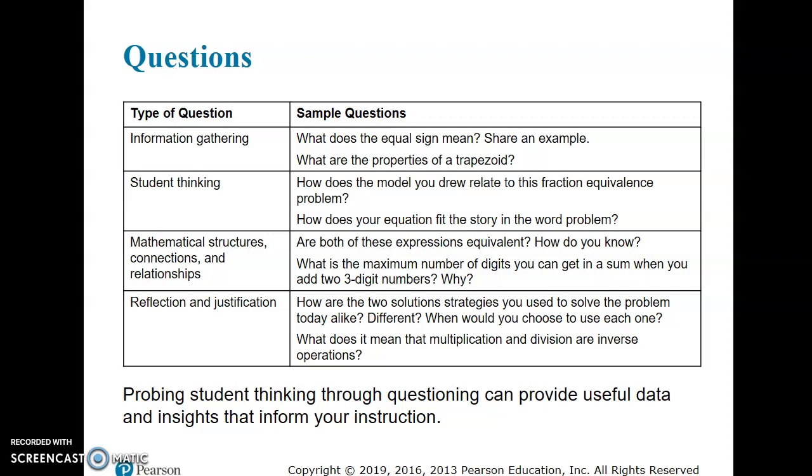Information gathering. What does this sign mean? Student thinking, you can probe it with how does the model you drew relate to this fraction? Mathematics structure, connections, and relationships. Are both of these expressions equivalent? How do you know? Reflection and justification. How are these two solution strategies you used to solve the problem today alike, different? When would you choose to use one or the other?